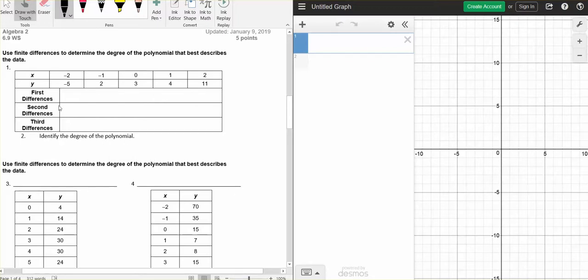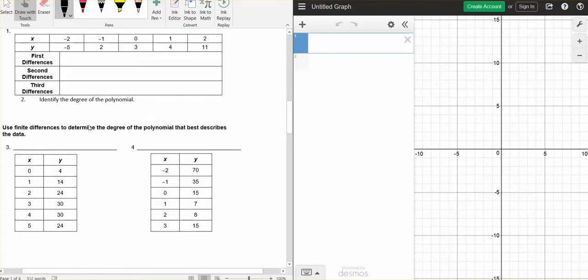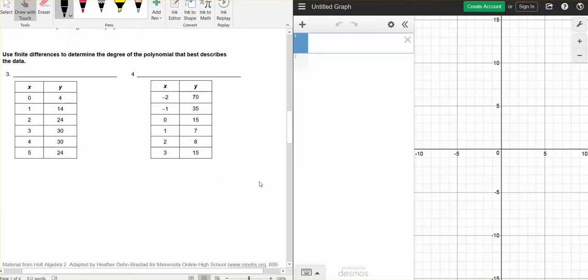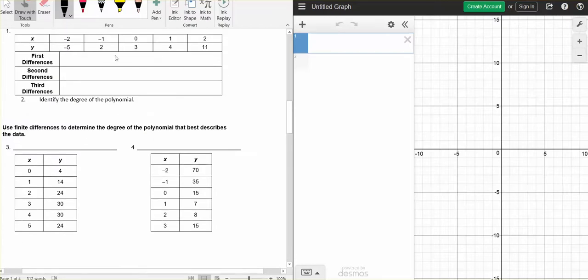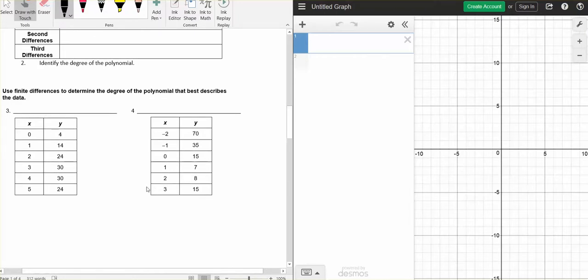So in number 2, you just identify the degree of the polynomial. So for 1, 2, 3, and 4, you're just going to be finding the differences. Number 1 is set up for you to write them out. In 3 and 4, a table is given in this form, so you can choose how to write your differences. But I'll do number 4.